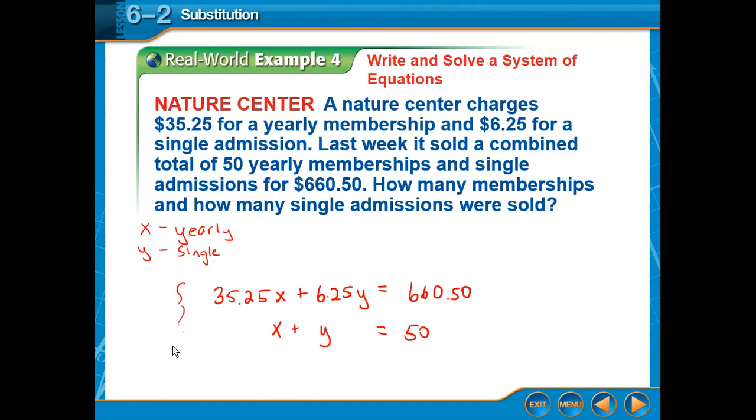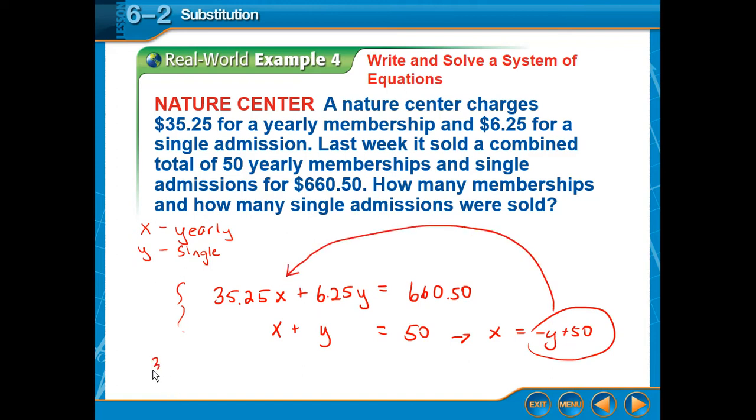And I want to solve for one of my variables. I think it would be easiest with the bottom equation to get either x or y by itself. So I'm going to say this equation down here is the same thing as x equals negative y plus 50, or 50 minus y. So I'm going to take that and put it in for x up here. So I'm going to have 35.25 times (negative y plus 50) plus 6.25y equals 660.50.